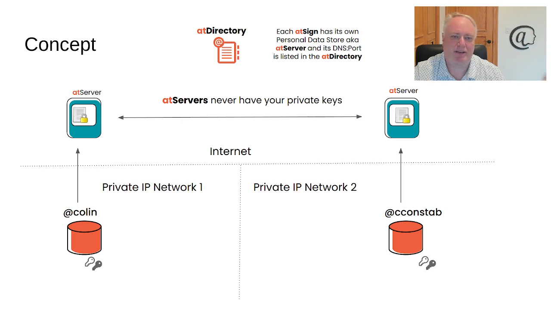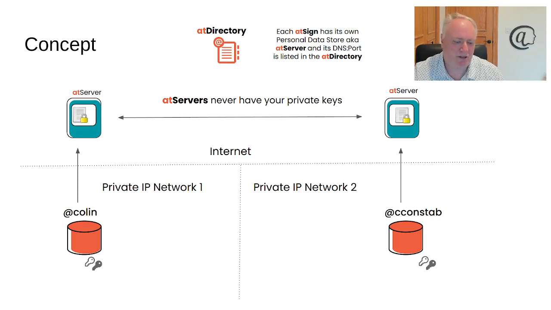You'll notice there's an outbound connection to the atServer. The atServer itself has a dedicated DNS name and a port number, and those are all held in a directory. So if I want to find my atServer, then I speak to the directory and say, where's @colin's atServer? And it will return me a DNS address and a port number. And then I've authenticated to here, and @cconstab authenticates to here. Once we've authenticated to our atServers, we can pass information back and forth, just like very fast IM.